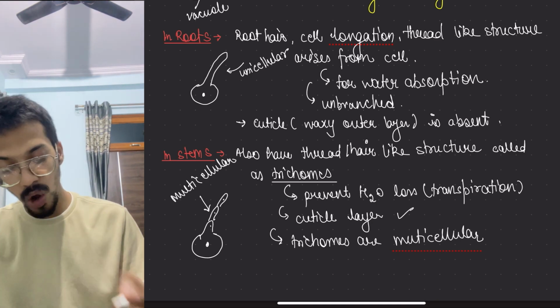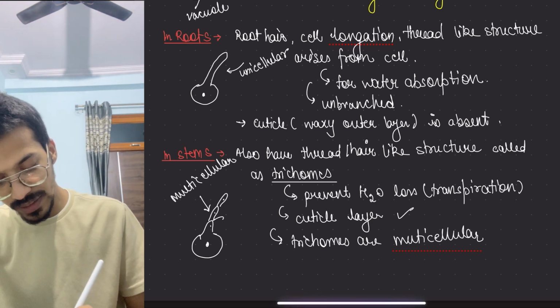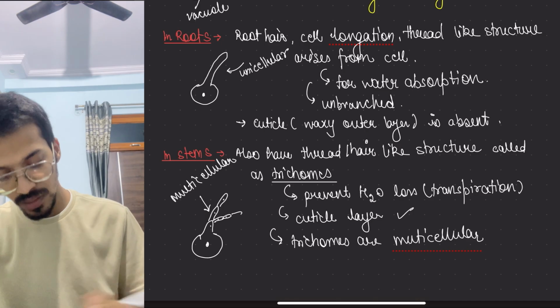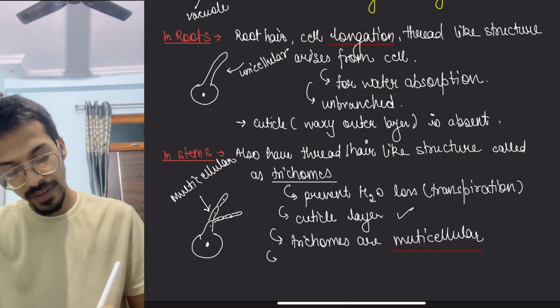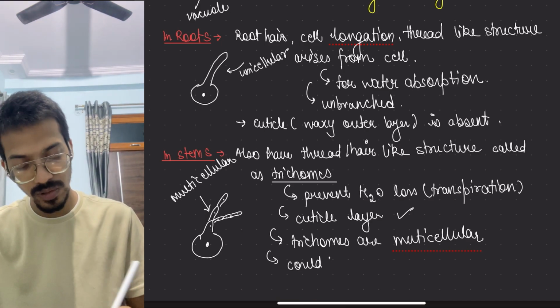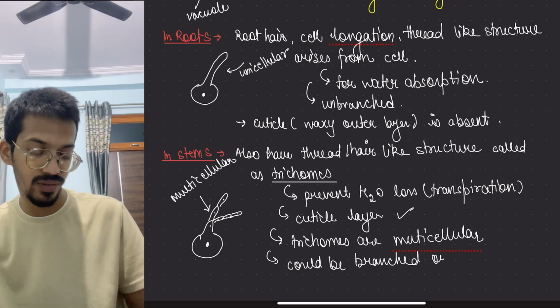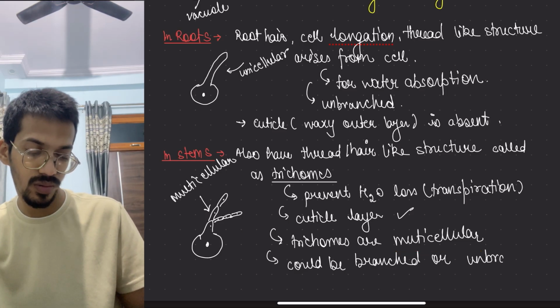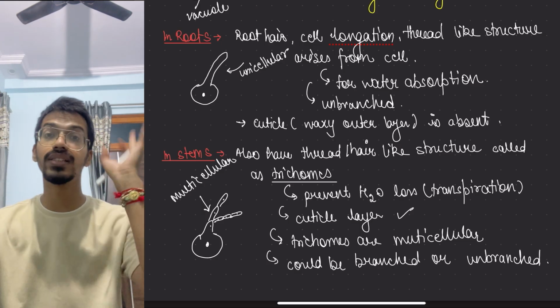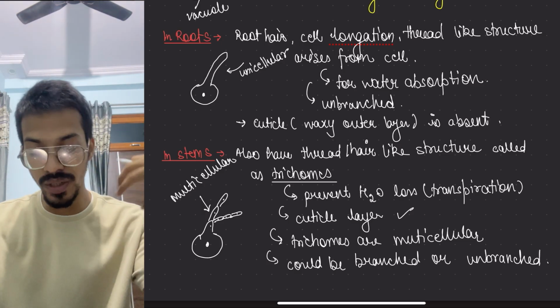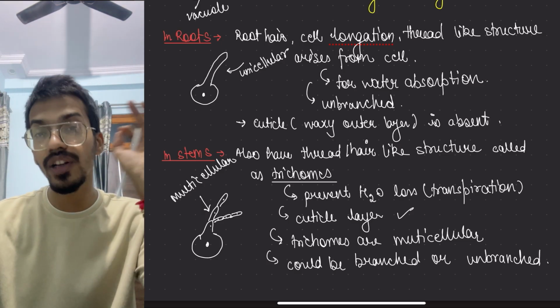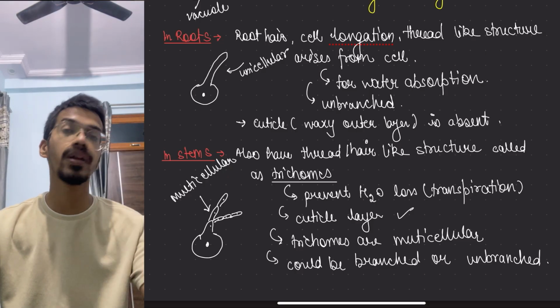Understood? Now along with that, they could be branching also like this. So this is what? It could be branched or unbranched. So this thing is there. Understood? This difference between the trichome and root here is super important for you.